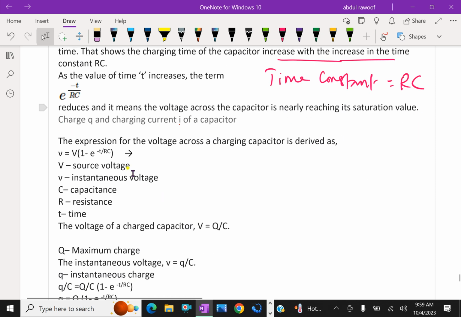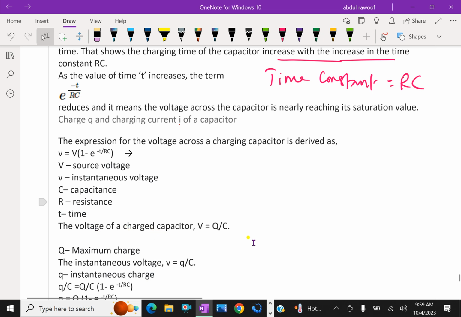Look at here, the expression for the voltage across the capacitor is derived as v equal V into 1 minus e power minus t over RC. Capital V is the source voltage, small v is the instantaneous voltage, C is the capacitance of the capacitor, R is the resistance connected in series, and t is time.